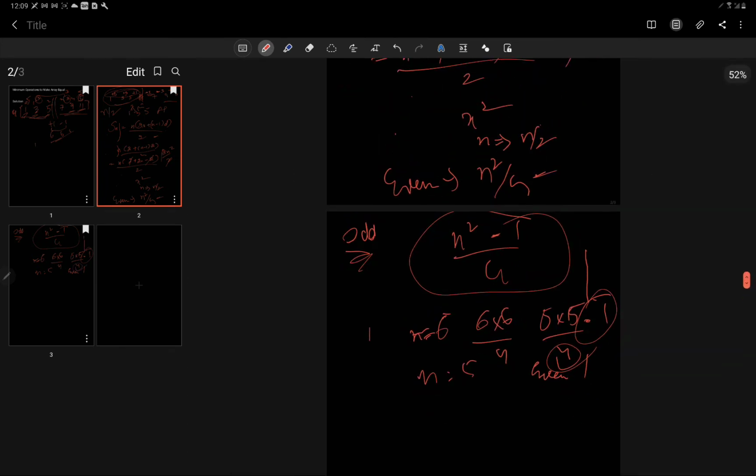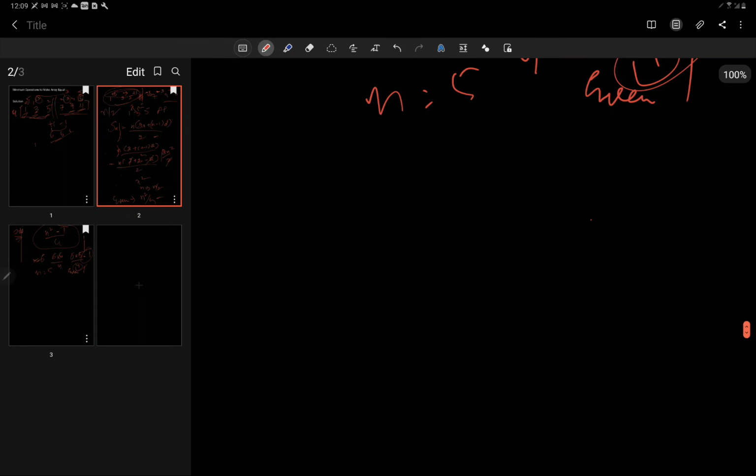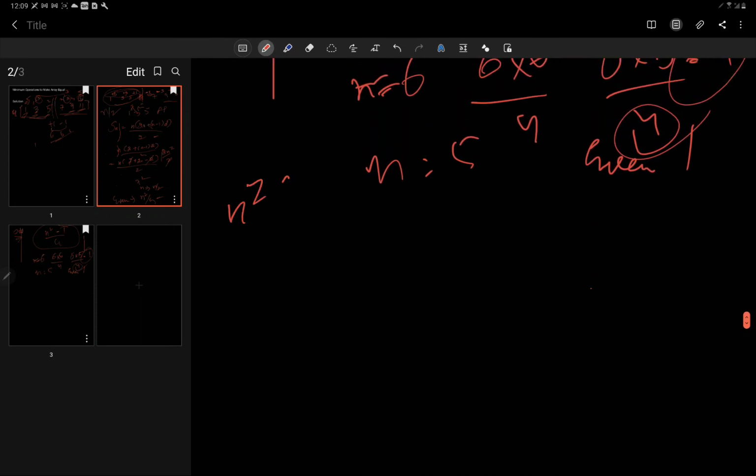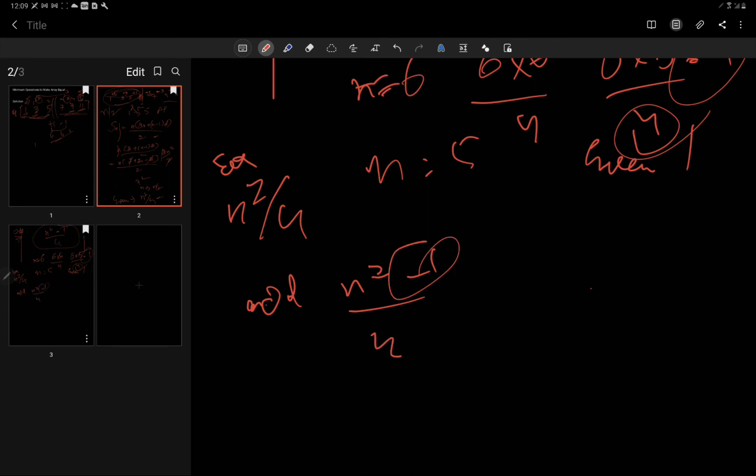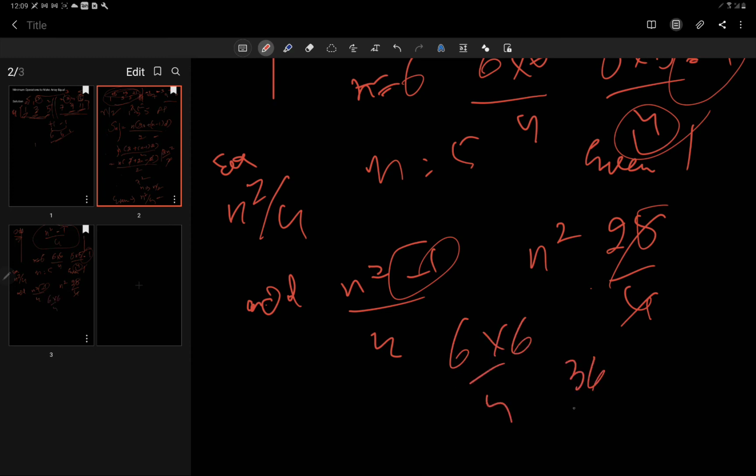So instead, what we can do over here is, the formula for even is n square by 4, but for odd it is n square minus 1 by 4. Why minus 1? Minus 1 is just to make it a whole value. If we take 5 into 5, that is 25, and divide it by 4, we don't get a whole value. Similarly, 6 into 6 is 36 by 4, that is 9, but 25 by 4 would just give us 6 point something.